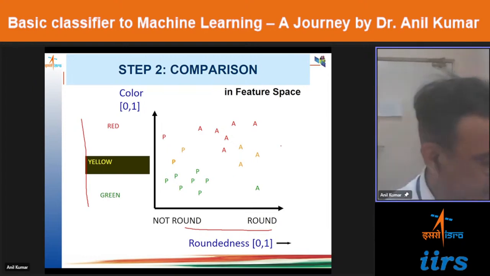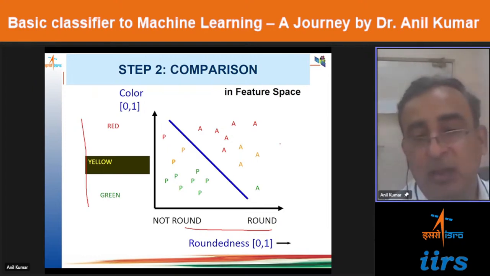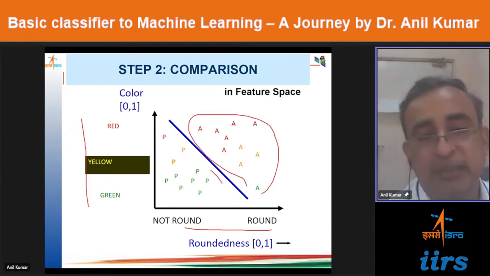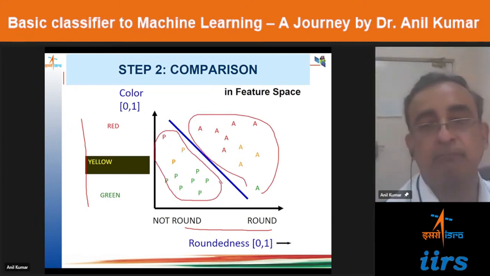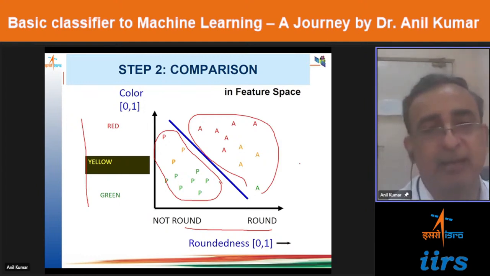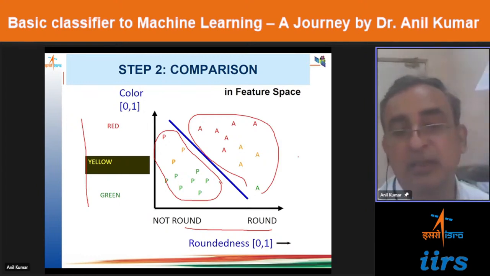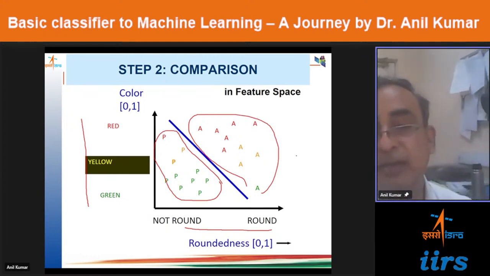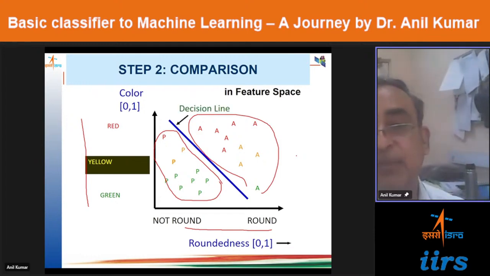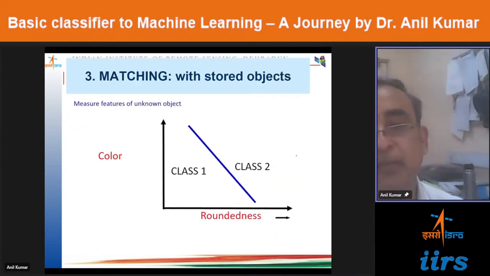Now we can straight away draw the separation line, which separates these two classes. And now you can see we can group apples as one class and pears as another class. So this is a feature space where we have plotted these objects using their different parameters. This is a decision line which is classifying the objects into two different classes.